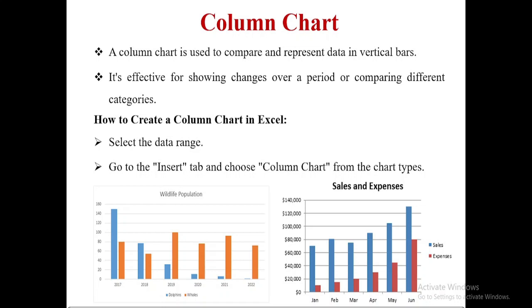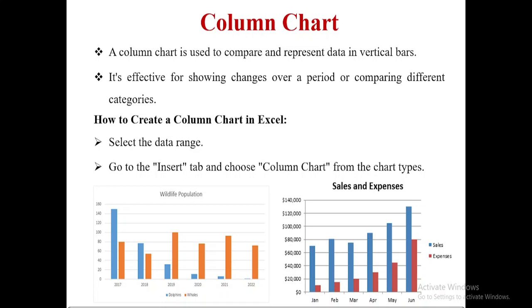See, I have vague data and I cannot look into the data individually, but with the help of this simple column chart I can visualize the data. Suppose someone asks you what the number is in the year 2020 with respect to the wildlife population of whales, you can simply look at the chart and tell the number. So this is how a column chart helps us to visualize the data.